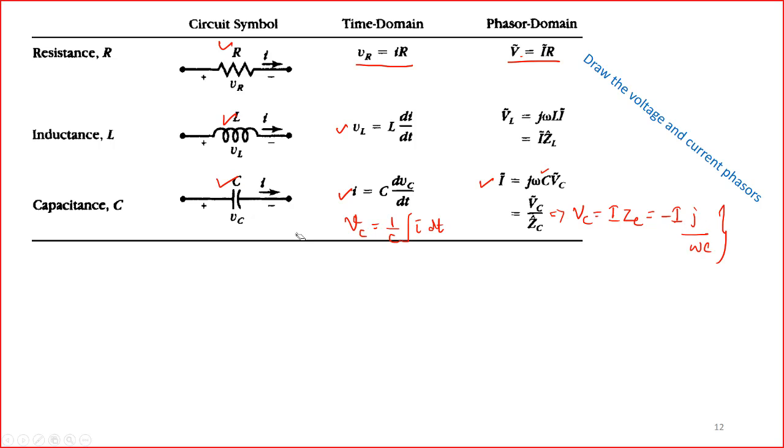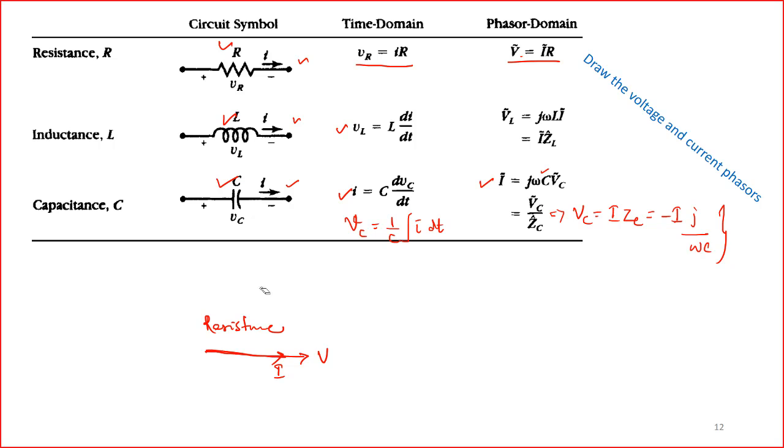So if we draw the voltage and current phasors for each of the elements, resistance, inductance and capacitance, how will they look? For resistance, if I plot the voltage and current, taking the voltage as the reference, then the current will also lie in the same phase as the voltage. This is for resistance.